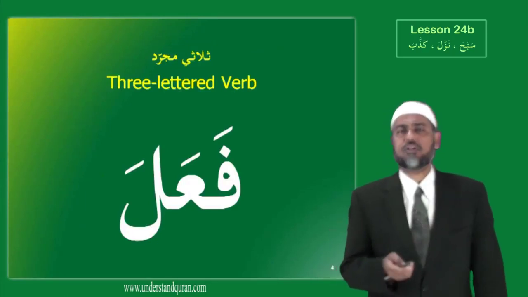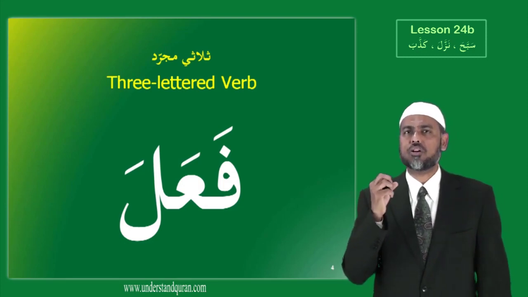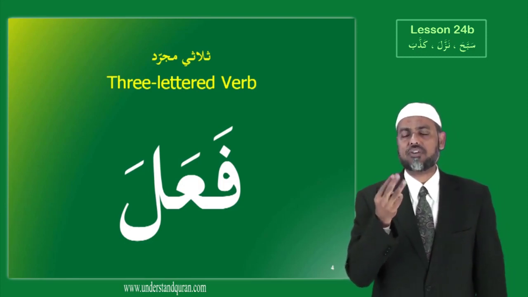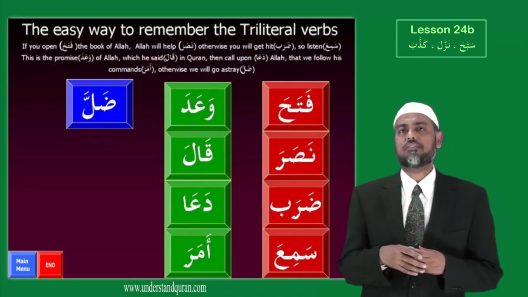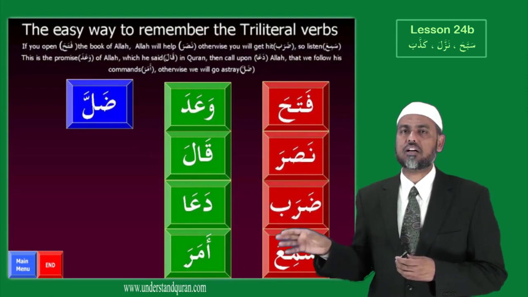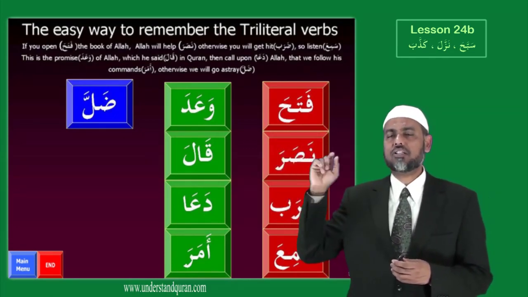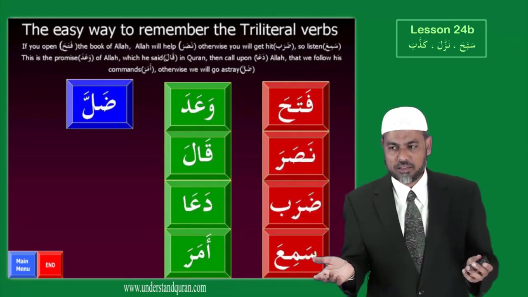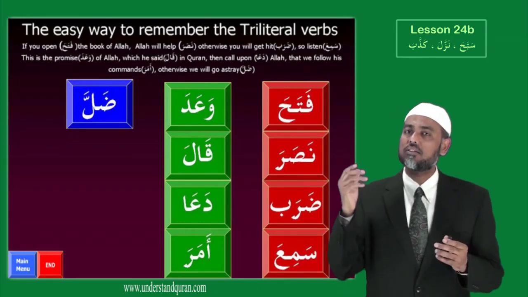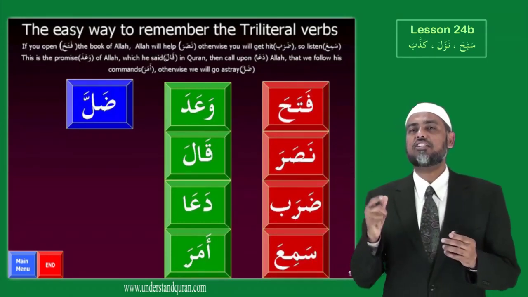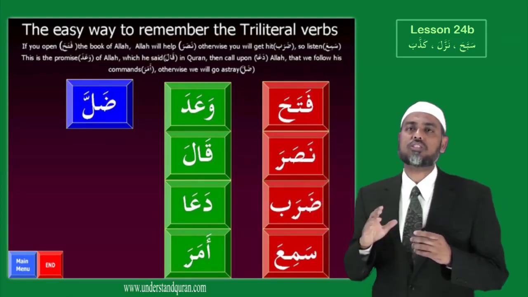We started verb and learned different forms of verb. We saw that a verb in Arabic is made of 3 letters, fa'ala. And we also learned different forms of a verb like fataha, nasara, daraba, sami'a. And the special cases, these are different patterns and you know how to remember them. If you open the Quran, fataha, Allah will help you. Nasara. Otherwise you will be hit. Daraba. Therefore listen. Sami'a. And these are the 4 basic most important patterns.